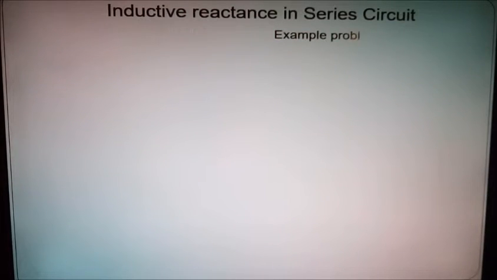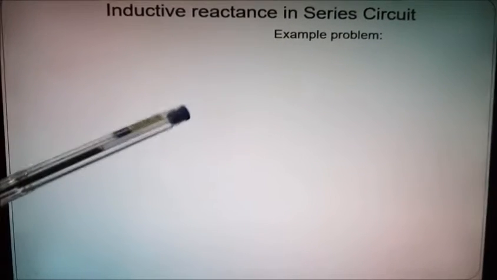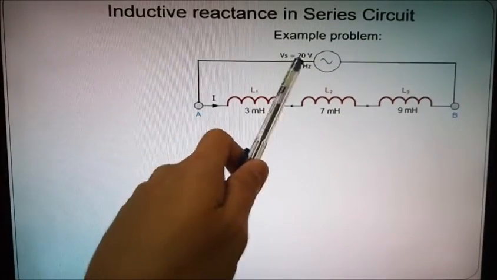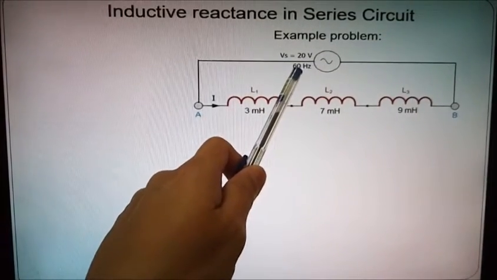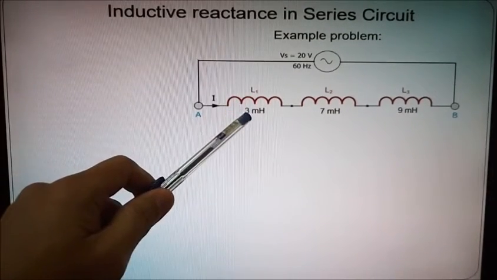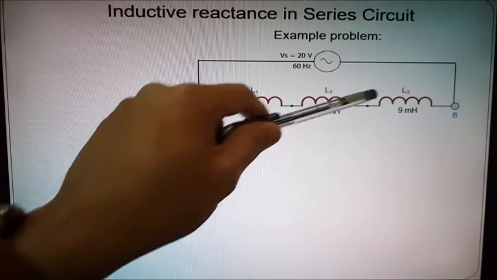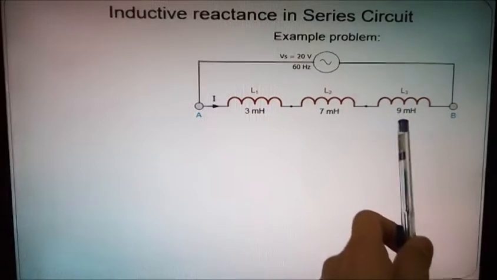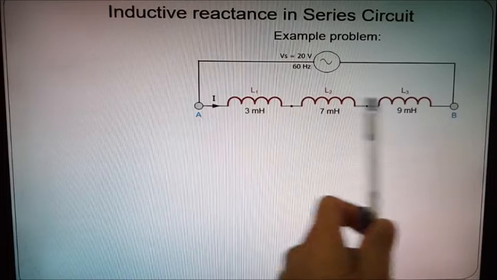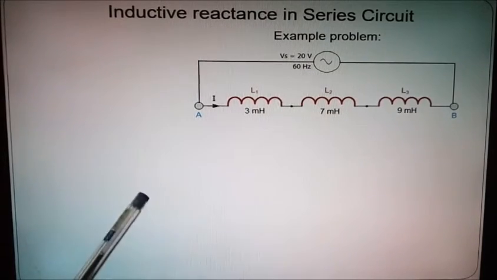Inductive reactance in series circuit. We have here an example problem. The source voltage is 20 volts, and the frequency is 60 hertz. The value of L1 is 3 millihenry, L2 is 7 millihenry, and L3 is 9 millihenry. These three inductors are connected in series. That is why it is called a series circuit.